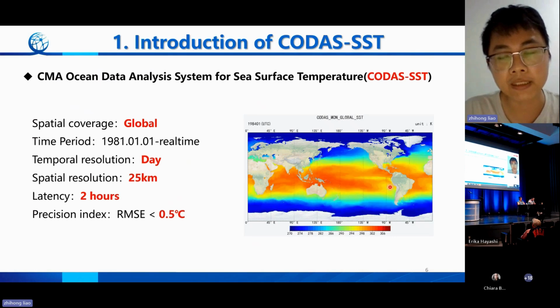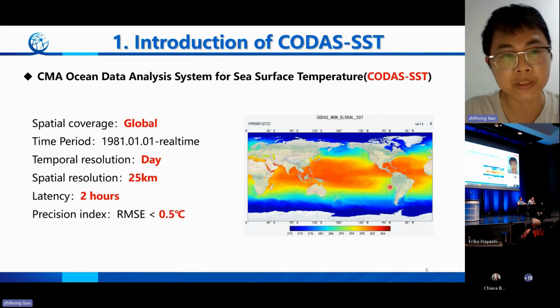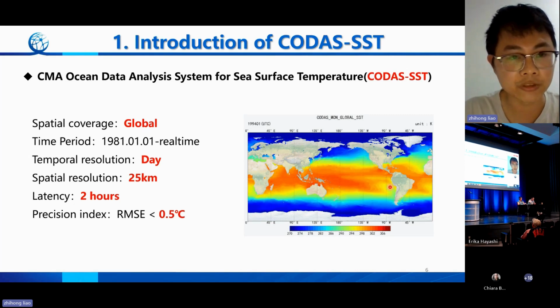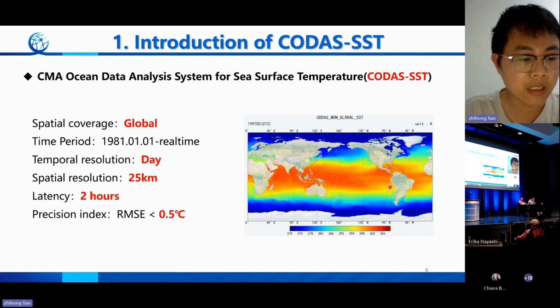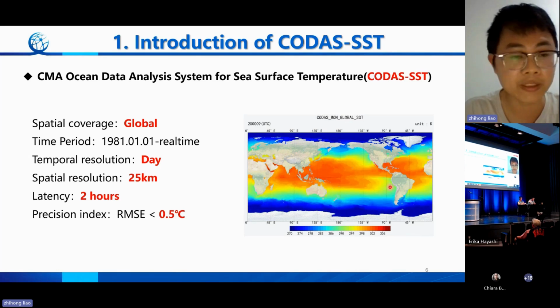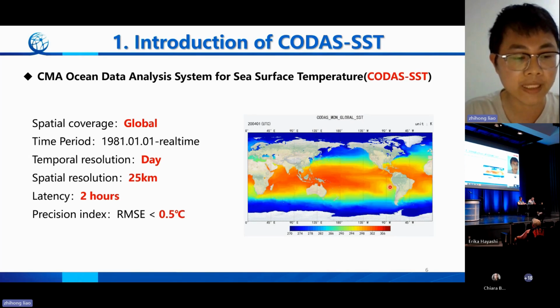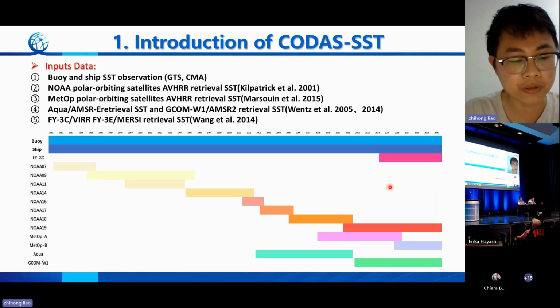The CODAS product is a new product, and we just use it in our systems. So let me give a short introduction about it. The resolution of CODAS is 25 kilometers, and it's a daily product beginning from 1981. The input data include in situ data from buoys and ships, and SST retrieval data including infrared radiometers like AVHRR and microwave radiometers like AMSR2, and some satellite data from Fengyun.